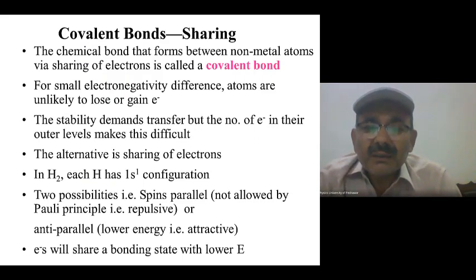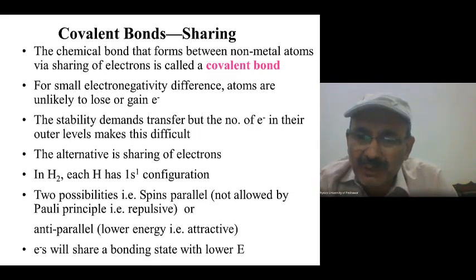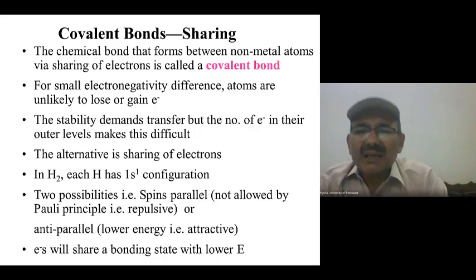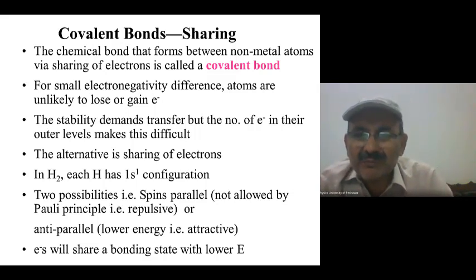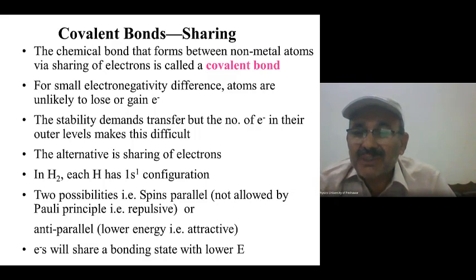Covalent bonds. In ionic bonds, please note there was a complete transfer of electron from one ion to another. A covalent bond is a chemical bond that forms between non-metal atoms via sharing of electrons. In ionic bonds, we say that they form between metals and non-metals. But here, the non-metals within themselves don't have that much availability of electrons to be transferred, and they share electrons. And when the electrons are shared, the resulting bonds are covalent bonds.